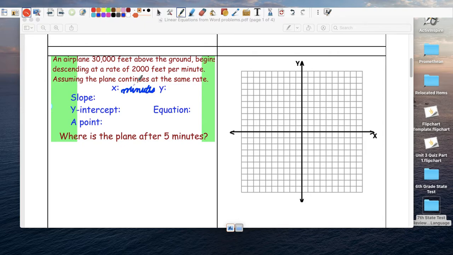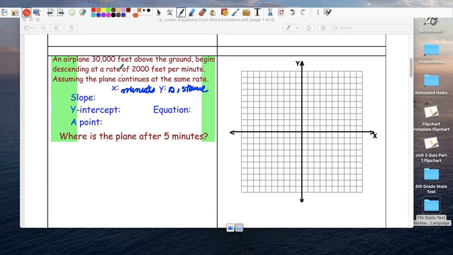So we're comparing, think about it, we're comparing minutes and distance, right? The distance above the ground. So that distance above the ground is going to be dependent on how many minutes it has been descending, right? As time progresses, it's not going to be 30,000 feet anymore. It's going to be 29,000 feet, 28,000 feet, and etc. So this is going to be distance. Those are the two.